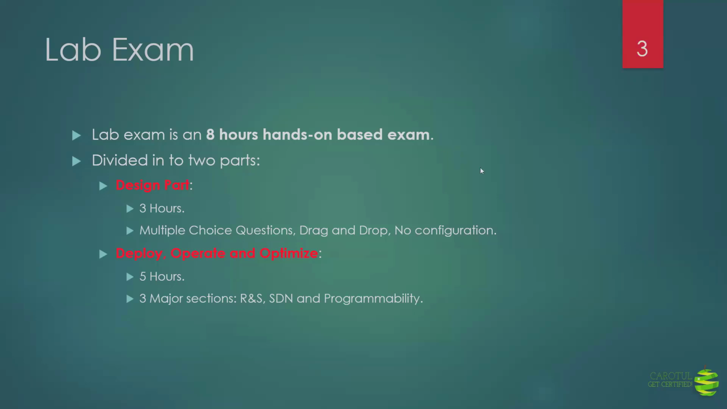In the routing and switching part, you start from switching, where you have to configure VLAN and trunking, EtherChannel, maybe VTP, also Spanning Tree Protocol. So all the switching configuration will be there. Then you will build the routing.